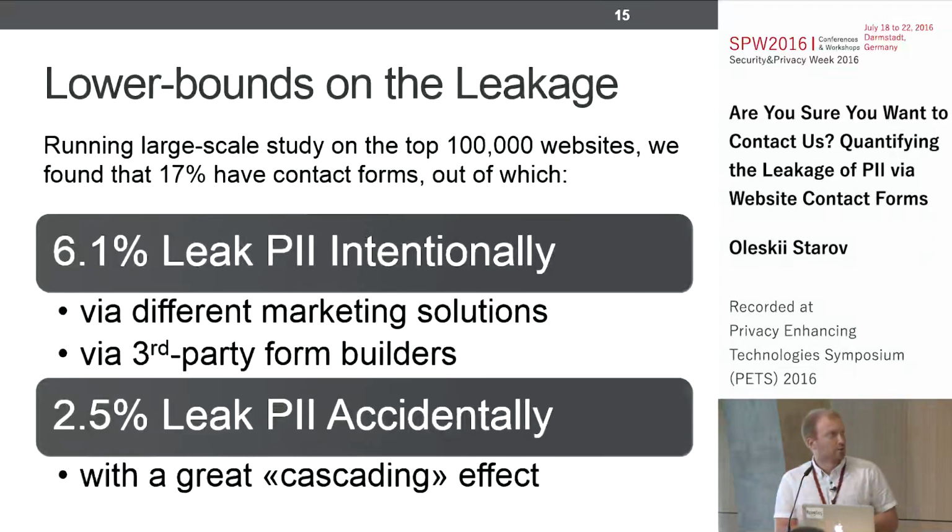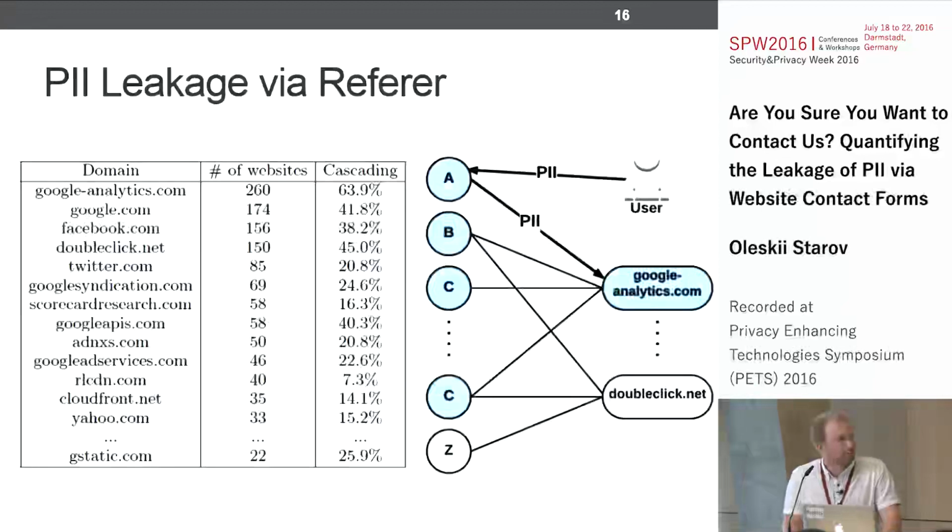Yes, the results were the following. Of course, those are lower bounds, but among the top 100,000 websites, we found out that around 70% of them have contact forms. More than 6% of those forms leak PII intentionally, whether via different marketing solutions or form builders, and 2.5% leak PII accidentally. The danger is that one may underestimate this 2.5% of accidental leakage, but it's pretty risky because of a great cascading effect.